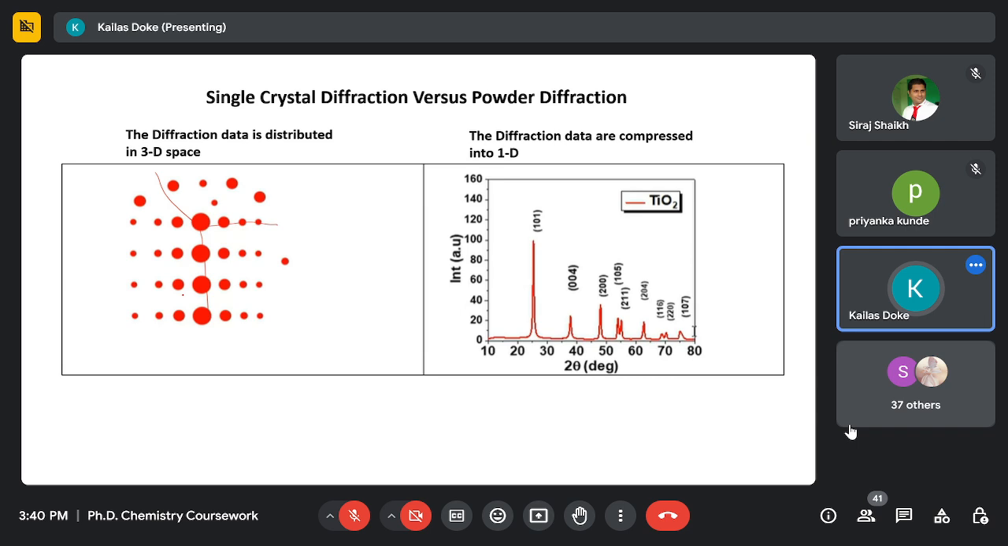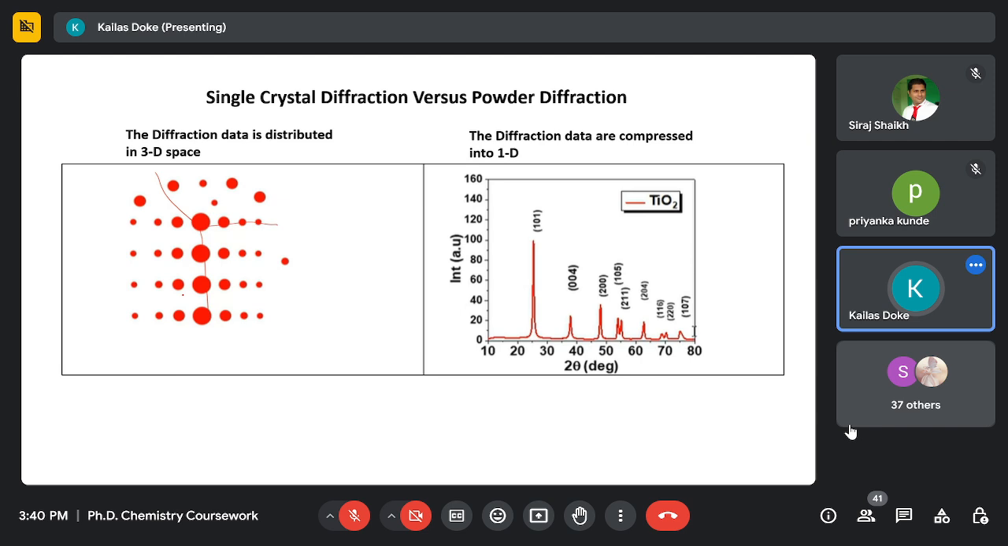But in powder diffraction, the diffracted data are compressed into only one dimension, only along this y-axis. That compressed data at different angles is observed in only one dimension. So that is the major difference between single crystal diffraction and powder diffraction. If you look at the details, what are the advantages and disadvantages of single crystal diffraction and powder diffraction?